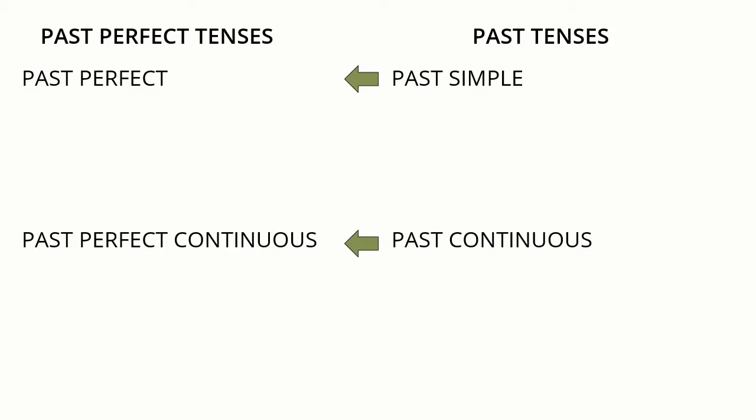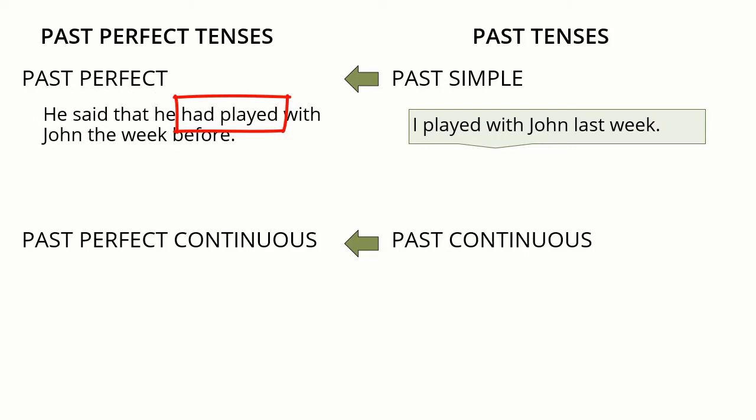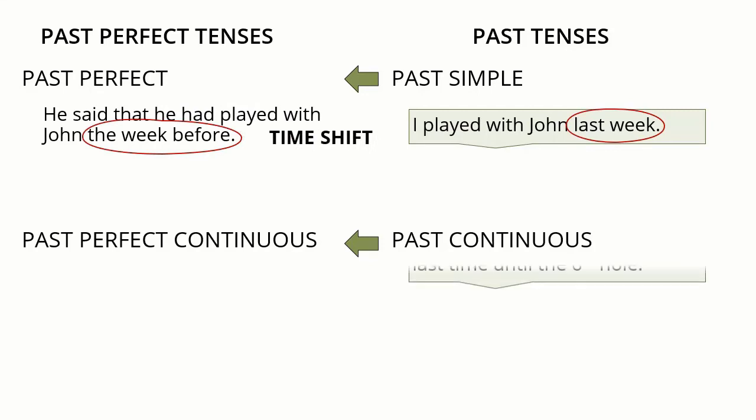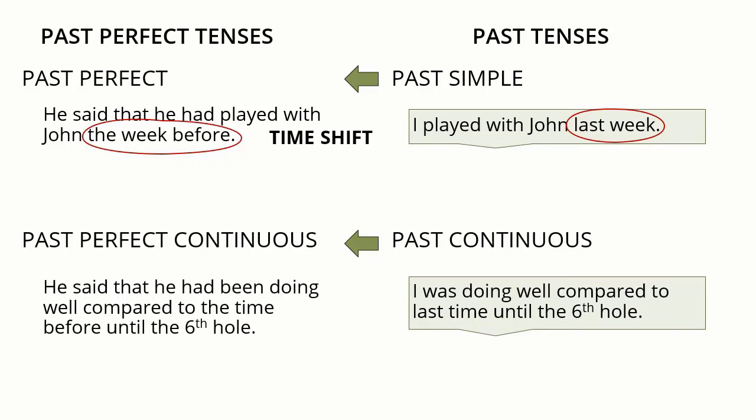In our past simple example, I played last week with John. He said that he had played with John the week before. In the past continuous example, I was doing well compared to last time until the 6th hole. He said that he had been doing well compared to the time before until the 6th hole. Again, not only did we shift the verb tense backwards from past continuous to past perfect continuous, but we also shifted the time expression from last time to the time before.